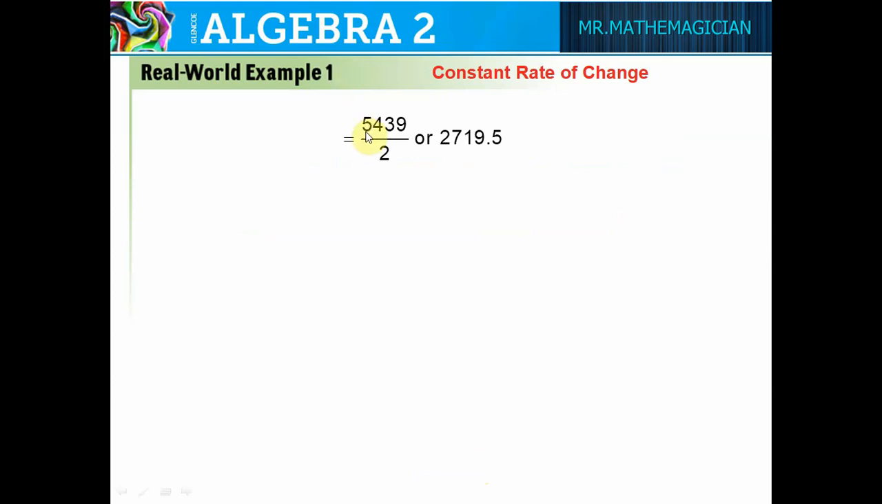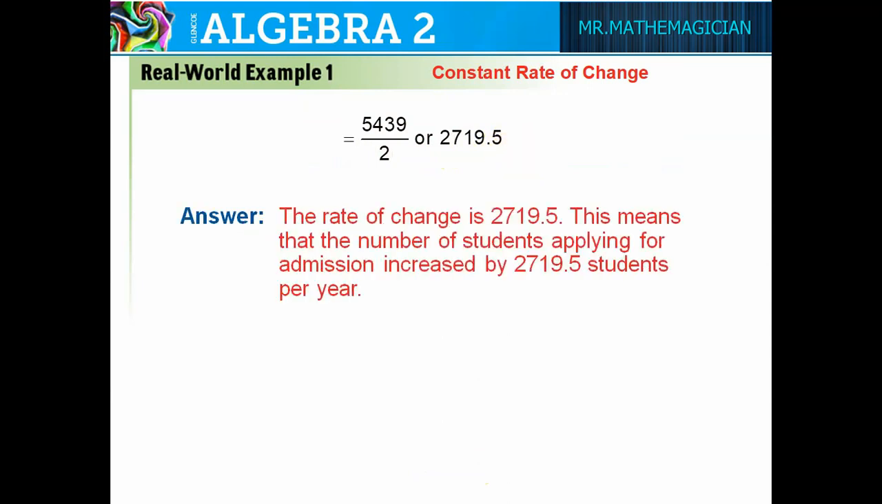So now it will be 5,439 over 2, and when we divide it will be 2,719.5 students every year. So the rate of change is 2,719.5. This means that the number of students applying for admission increased by 2,719.5 students per year.